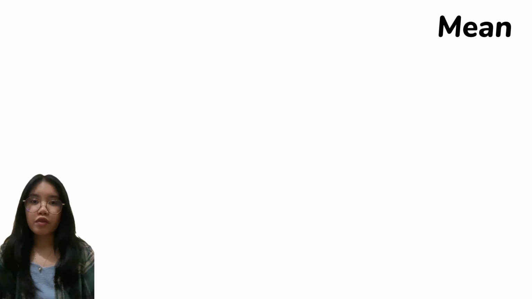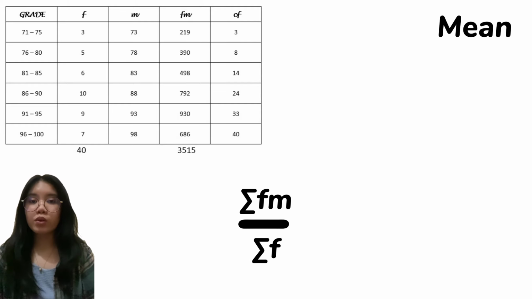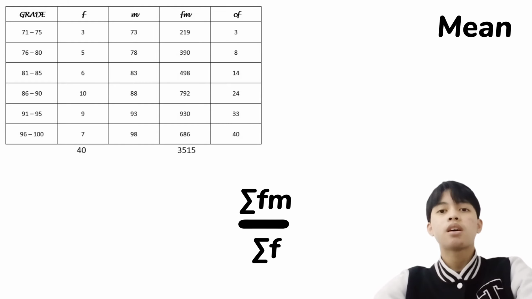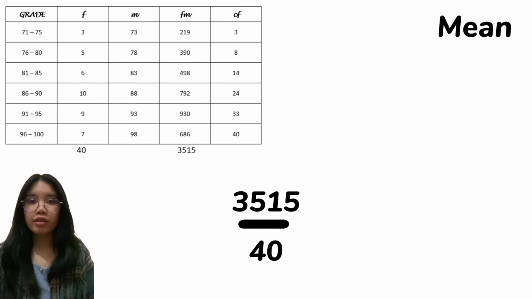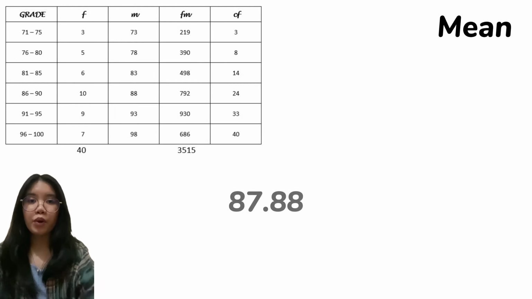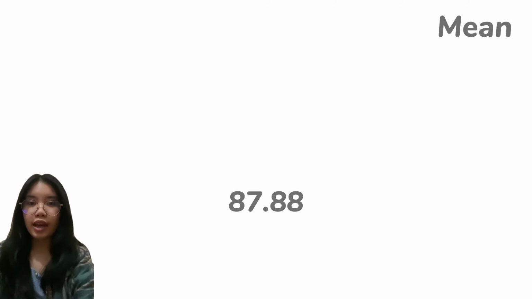To calculate the mean of a group data, the first step is to determine the midpoint and frequency and then multiply each other for FM. Then, the sum of the products will be divided by the total number of frequencies to get the value of the mean. We can see that the sum of the products in our frequency table is 3,515 and the total number of frequencies is 40. Following the formula to determine the mean, 3,515 divided by 40 is 87.88. So, the mean of the given group data is 87.88.